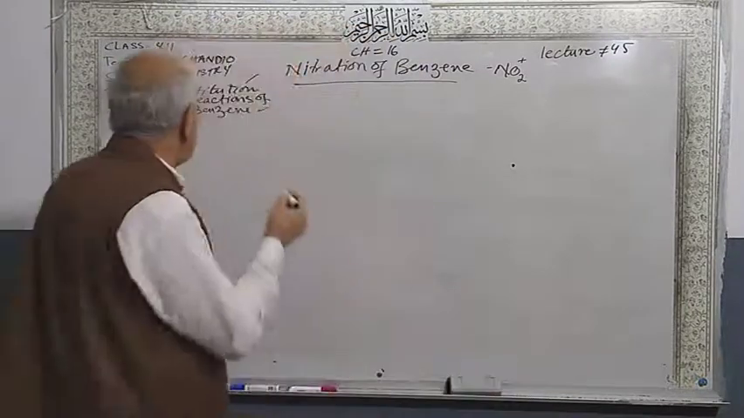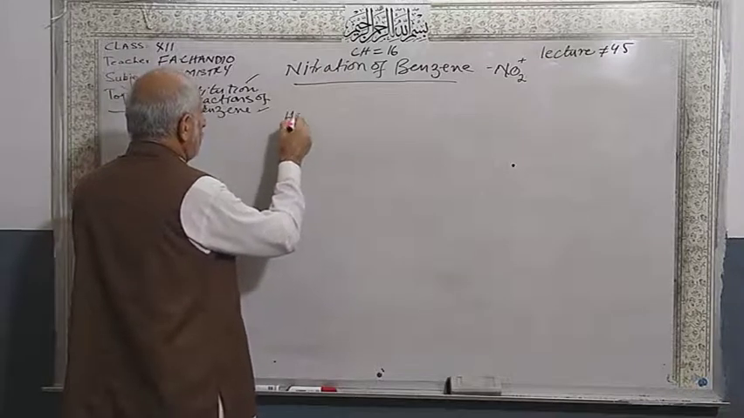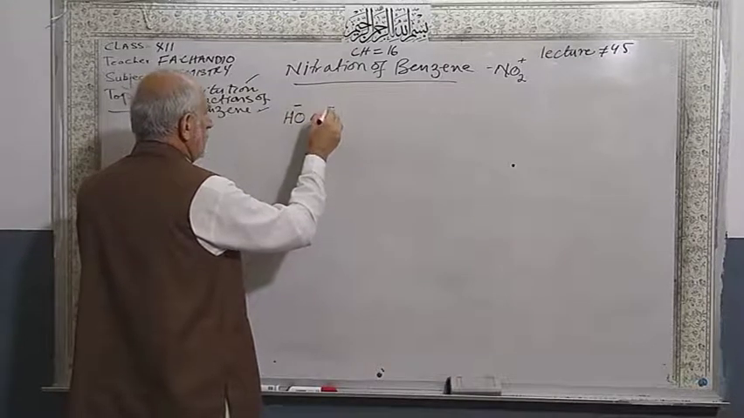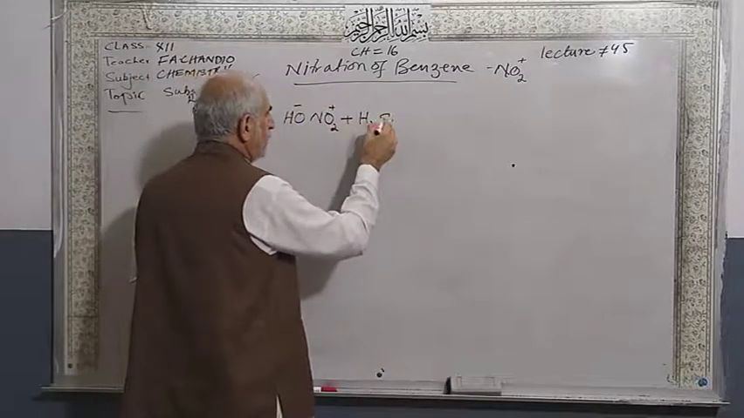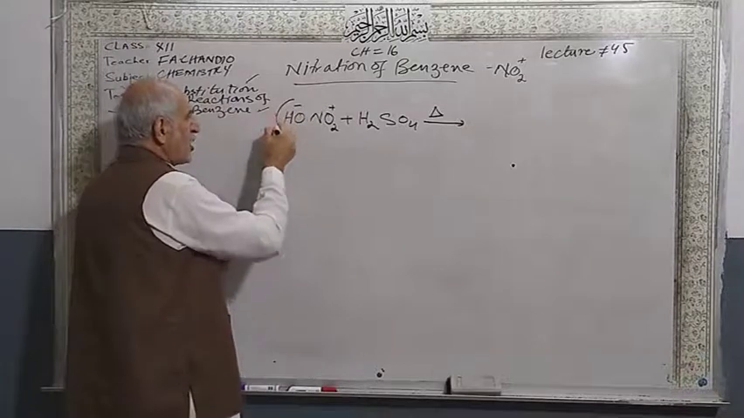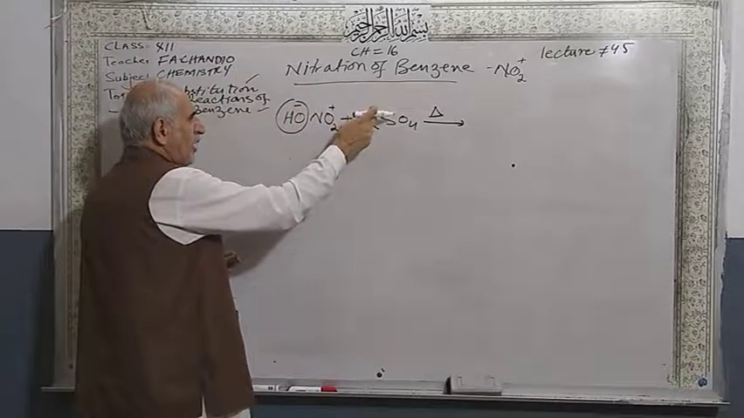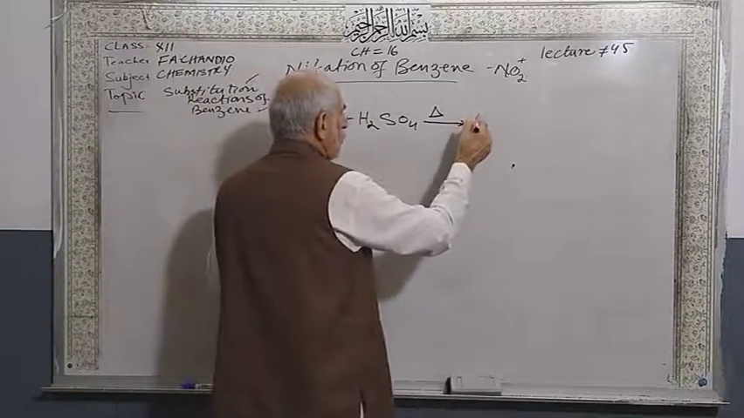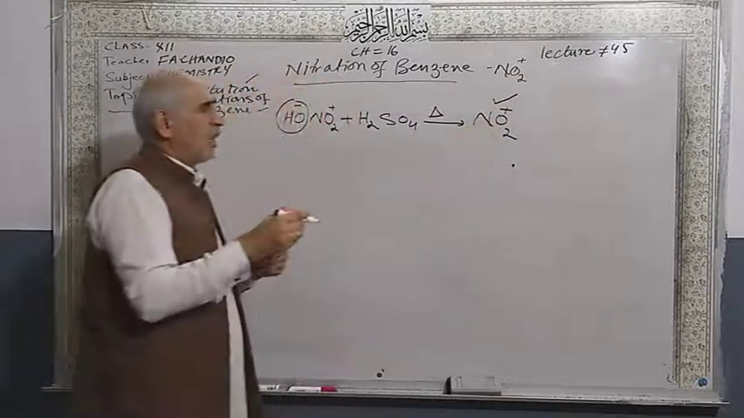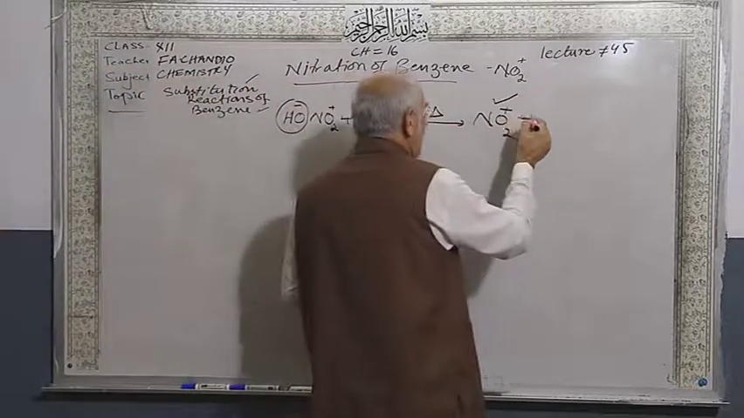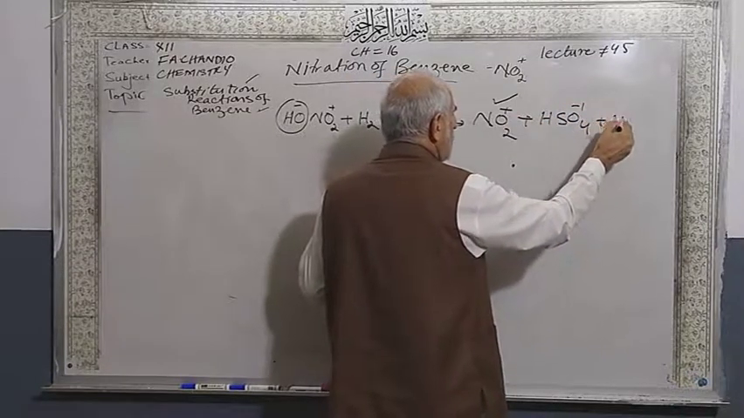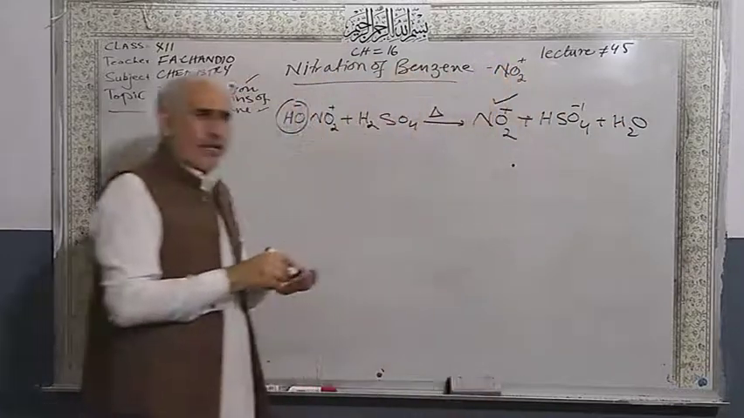So this is the nitric acid, and this is the sulfuric acid, with heat. Dear students, the hydroxyl group is removed from the nitric acid, and the hydrogen is removed from the sulfuric acid. So we form the powerful electrophile, the nitro group, and the nucleophile, base, hydrogen sulfate, plus water. You must write this equation.